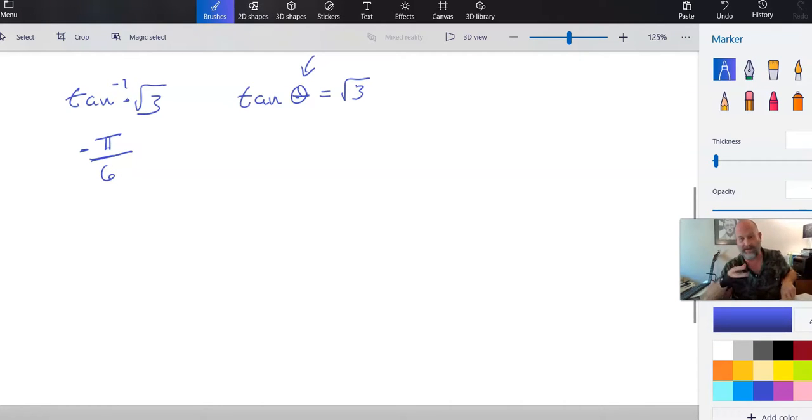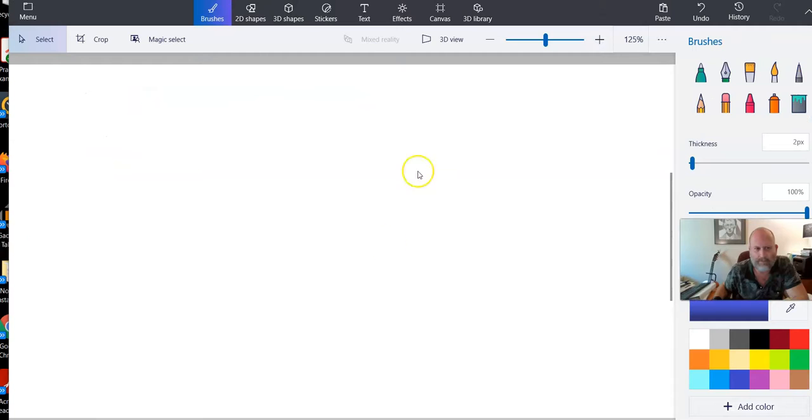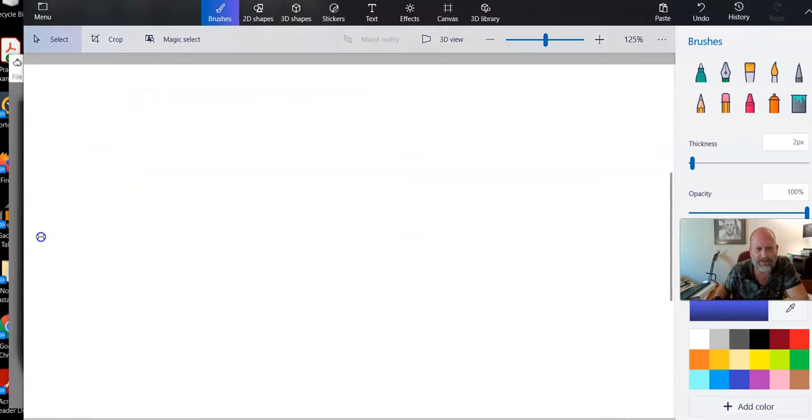Okay, and don't be fooled, these aren't the only exact values of tangent you can find, but they're the ones that we're going to be dealing with for right now. Okay, so let's go ahead and take a look at the next thing here. The next part has to do with the calculator.